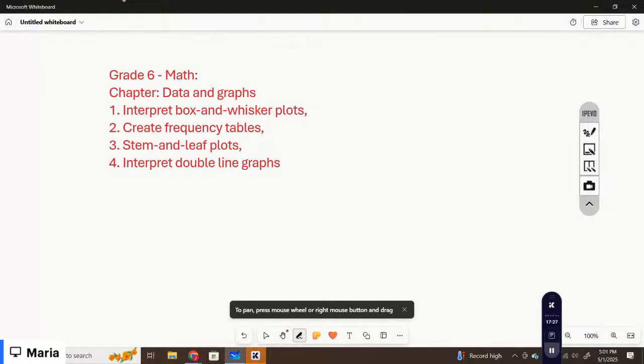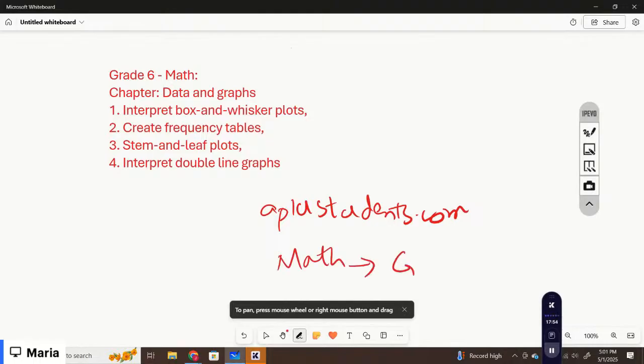We are here for grade 6 math. You can find all the lessons on aplusstudents.com. You have to log in there using your email address, and the password is provided by the administrator. Then you have to select math from the subject tab, scroll down to grade 6 math, and then click on view all lessons. There you can find a list of the chapters.